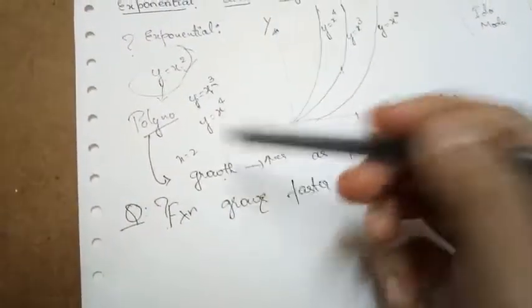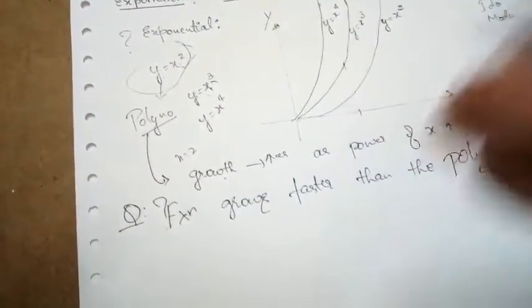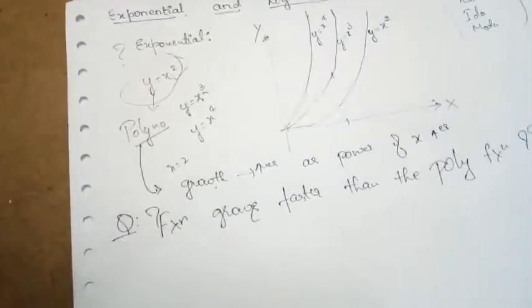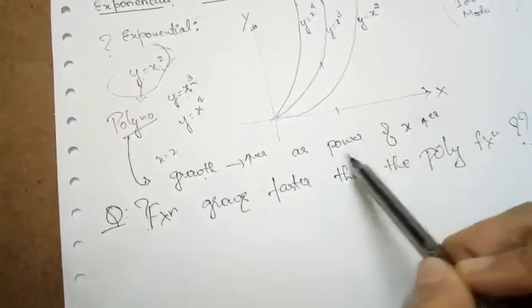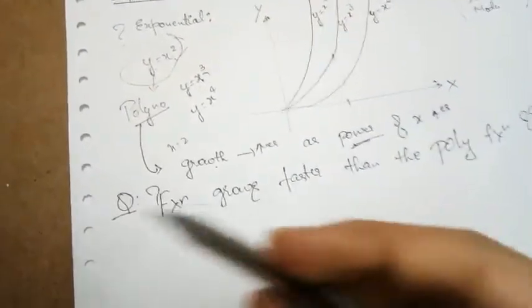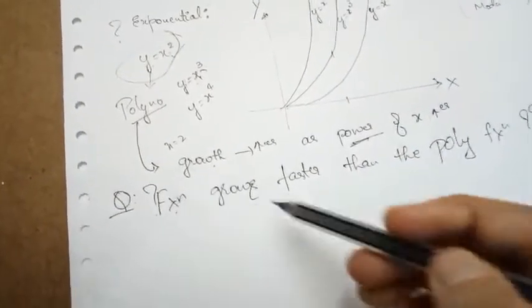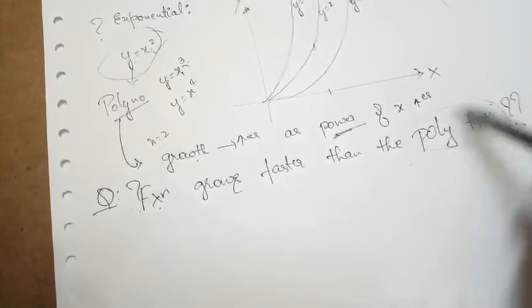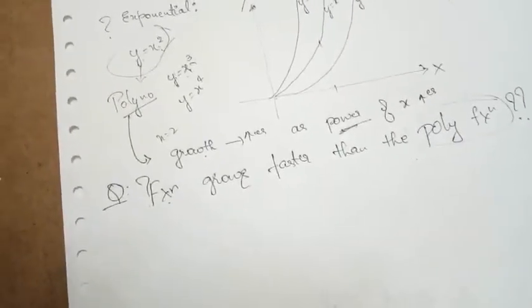Since the polynomial function goes steeper and steeper as the power of x goes on increasing, it clearly depends upon the power of x. As the power increases, the growth also increases. So my question is, is there any function which grows faster than the polynomial function, other than a polynomial function?